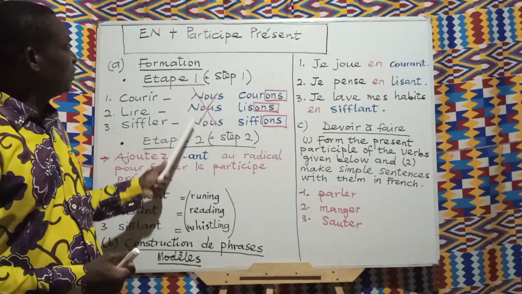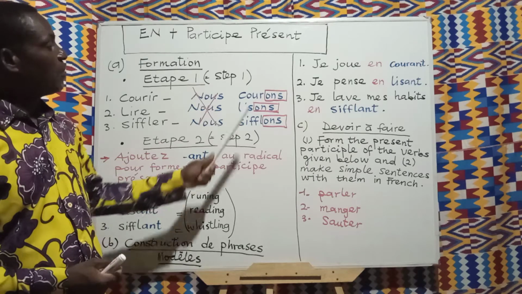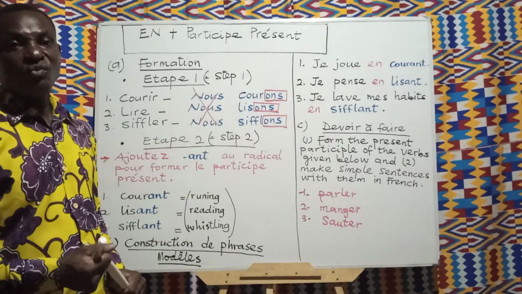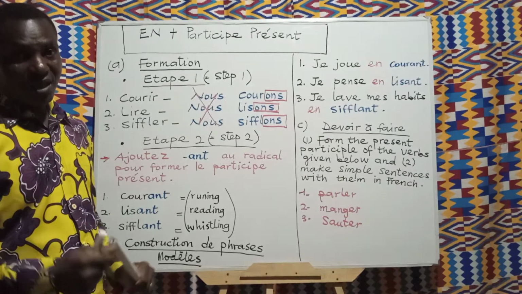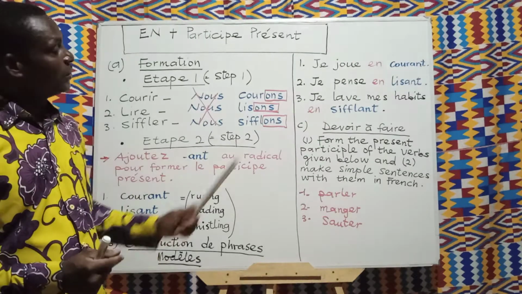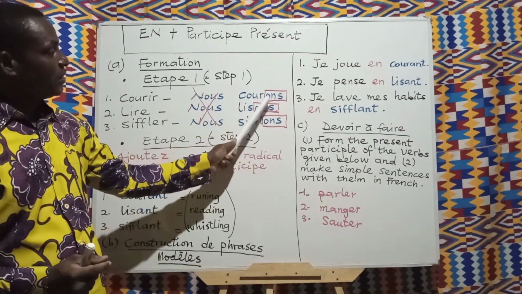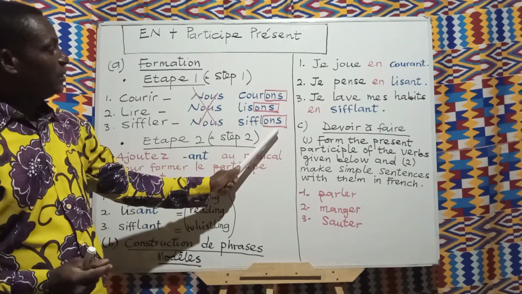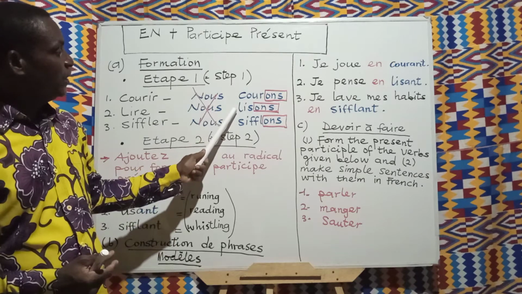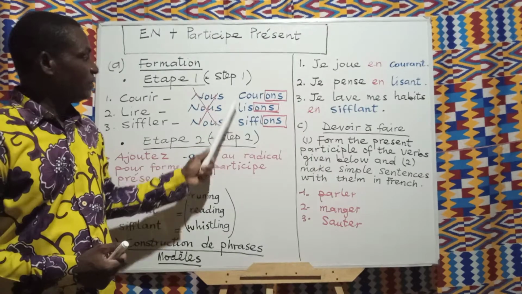So now I don't need the nous, so that is why it is cancelled in red marker. Now when we come to courons, lisons, sifflons, the ending 3 letters of each verb, that is O-N-S, also I don't need them. That's why you see them in the rectangular box. I don't need them. So here the stems are cour, lis, siffl. So here we are going to work with these 3.